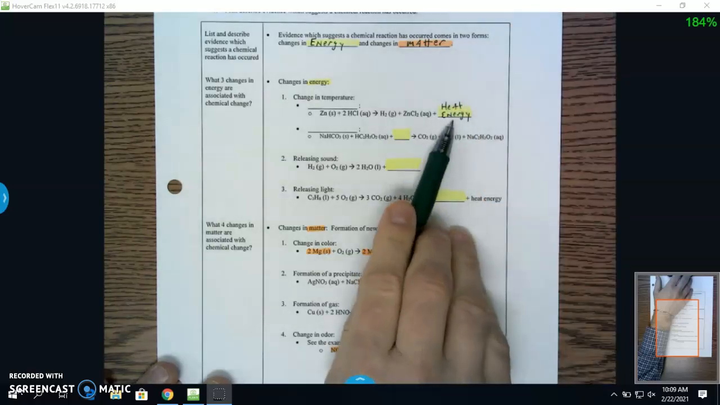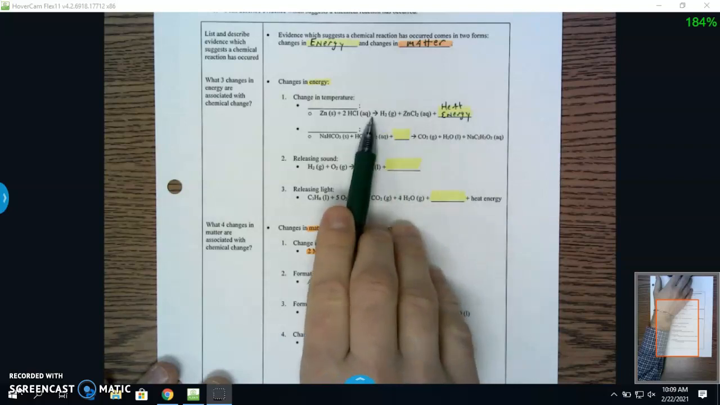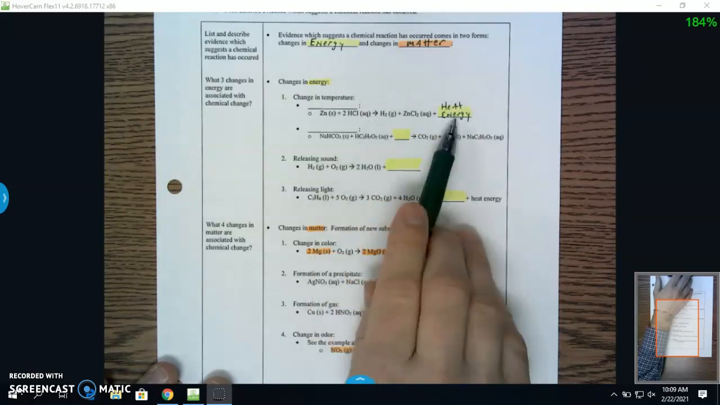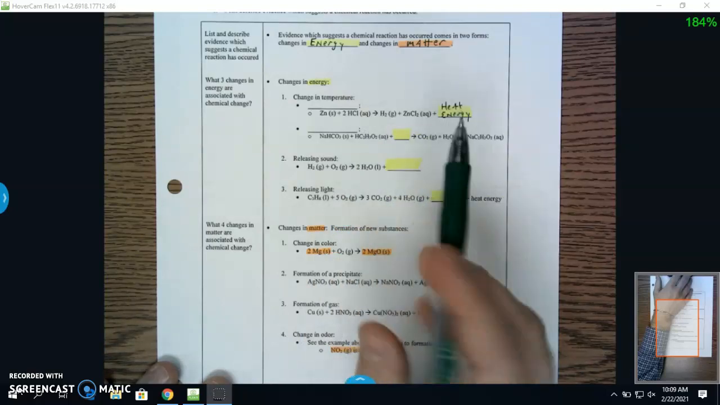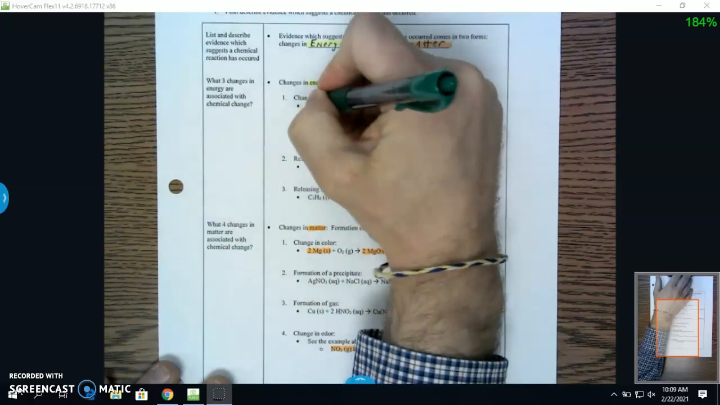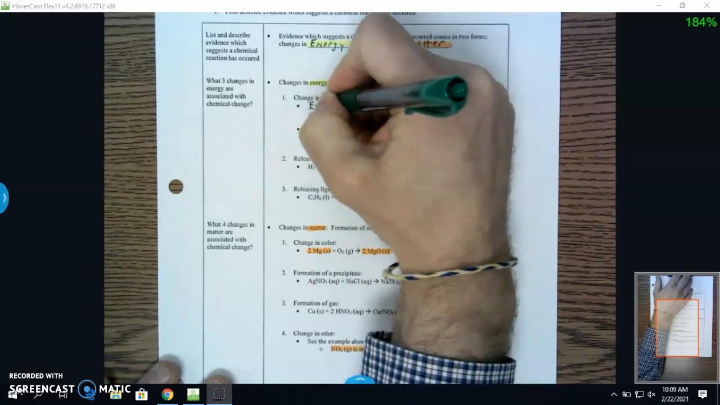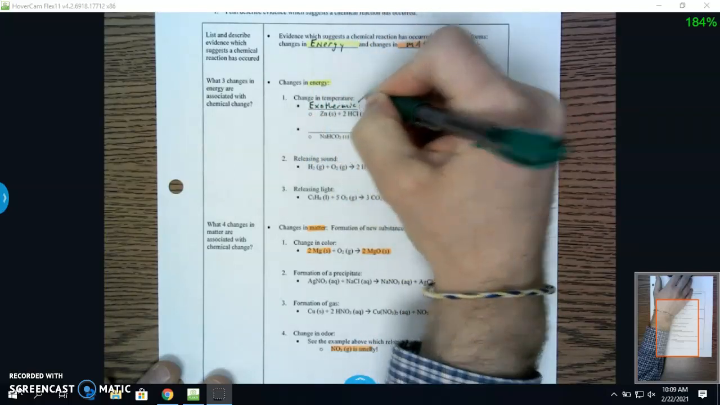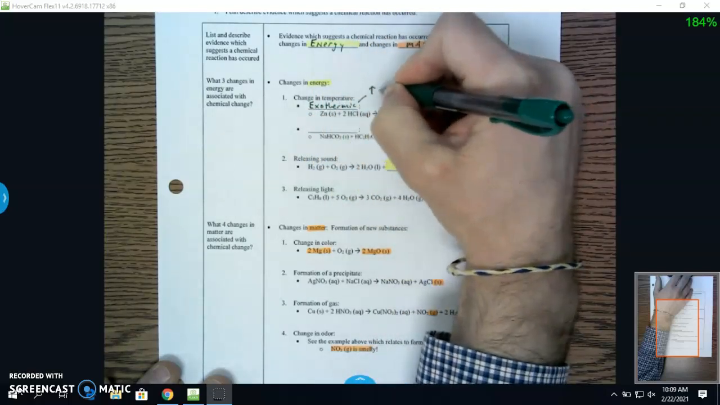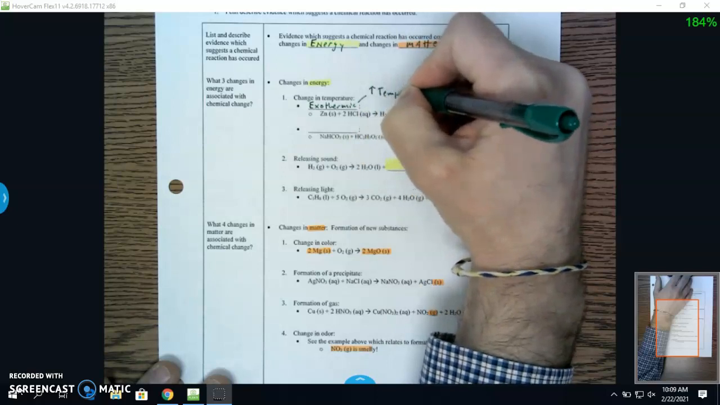Now, because heat energy is a product, it's on the right-hand side of this chemical reaction, heat energy is therefore given off, and so we would have an increase in temperature. When you have an increase in temperature, that's called an exothermic chemical reaction. So exothermic, I'm going to go like this, increase in temperature.